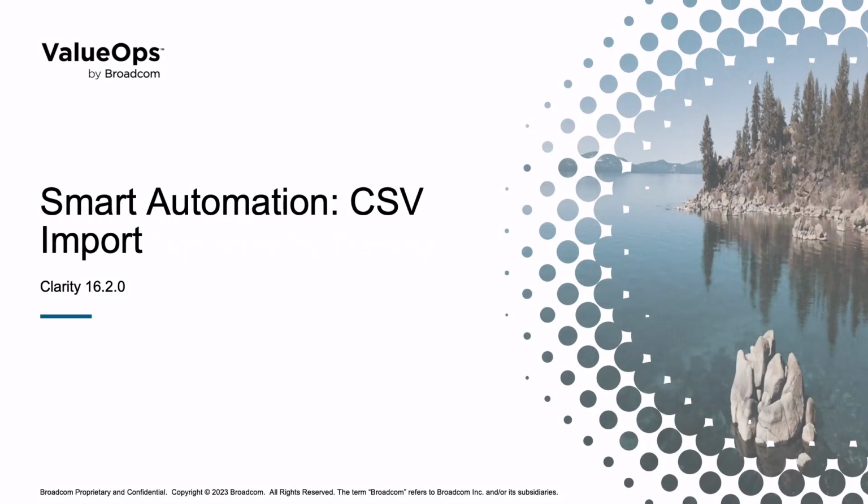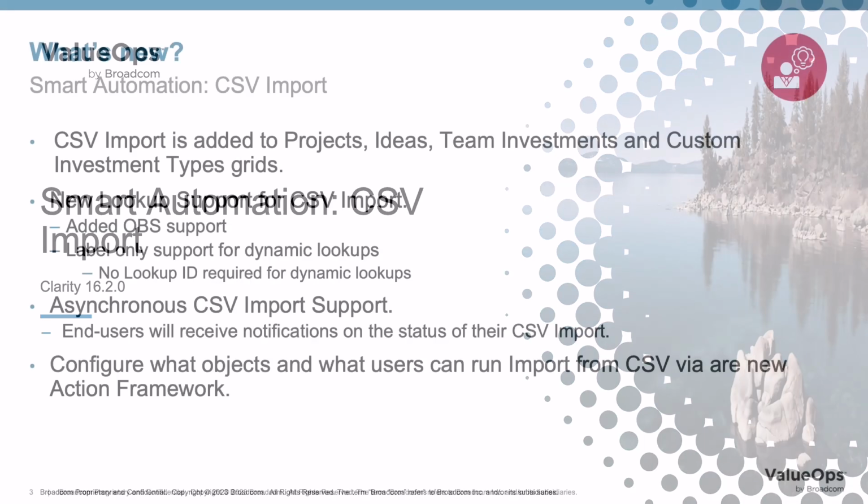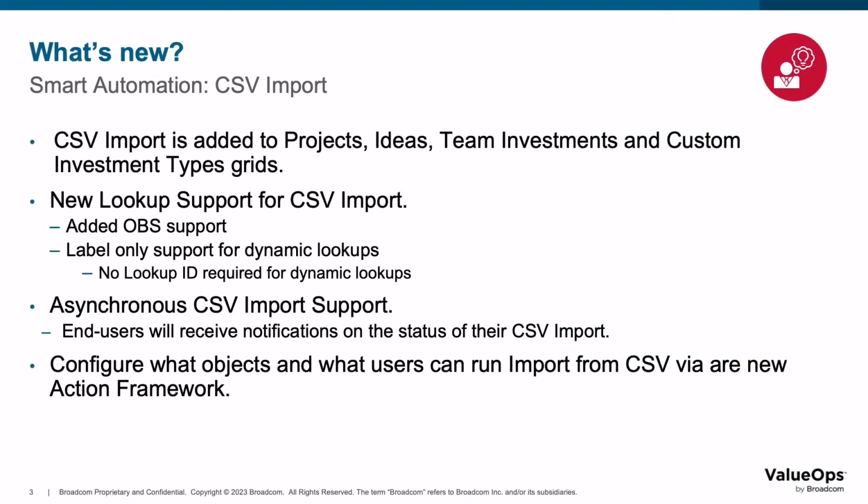And today we're going to cover, as part of our Smart Automation area, the new improvements we've done to CSV import. So what's new in the area of CSV import? Previously we only had support for custom master objects. So in this release we added support for projects, ideas, team investments, and custom investment types. We also added improvements for lookups for CSV import. So we added support for OBS and also for dynamic lookups.